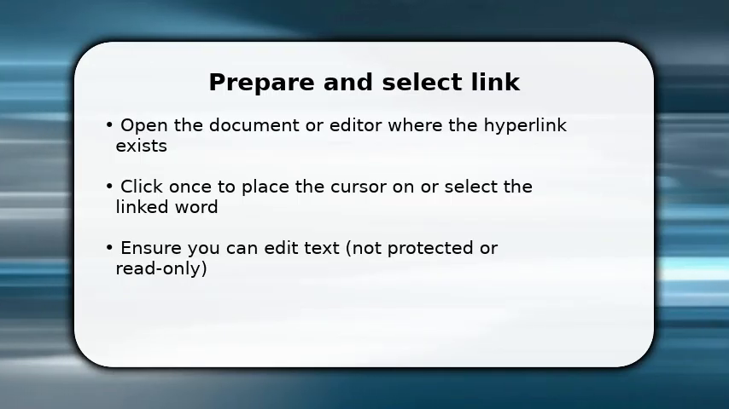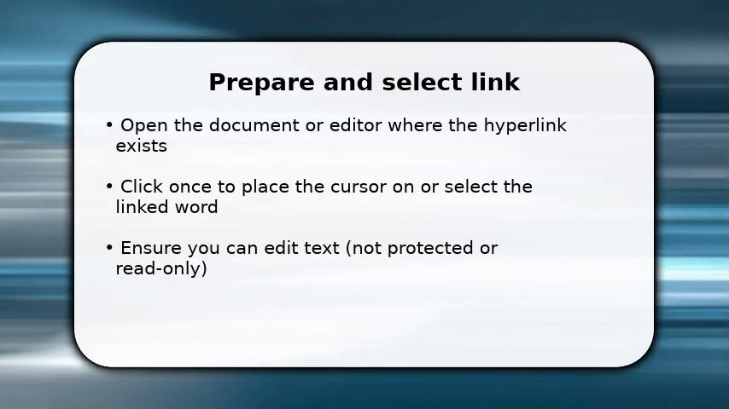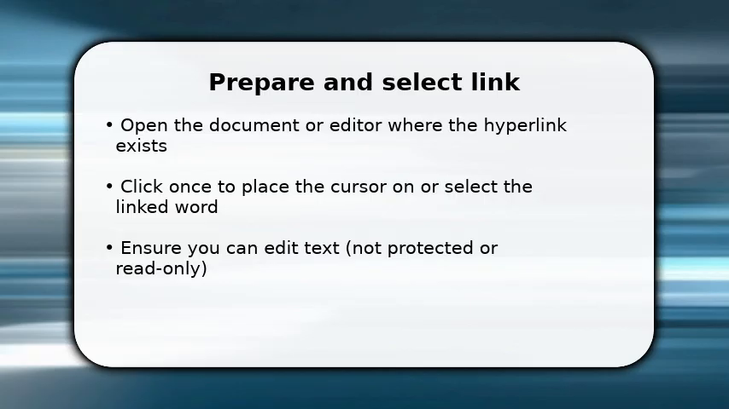You start by opening the file and locating the linked word you want removed. Click to select the hyperlinked word or place the caret inside it so the link tools appear. If the document is protected, unlock editing or use a copy you can edit, otherwise changes won't stick.